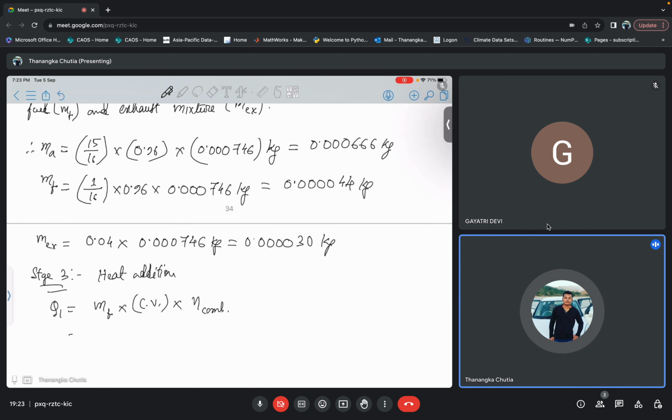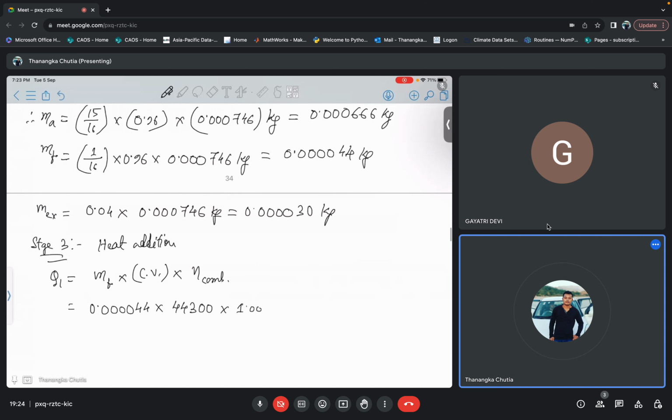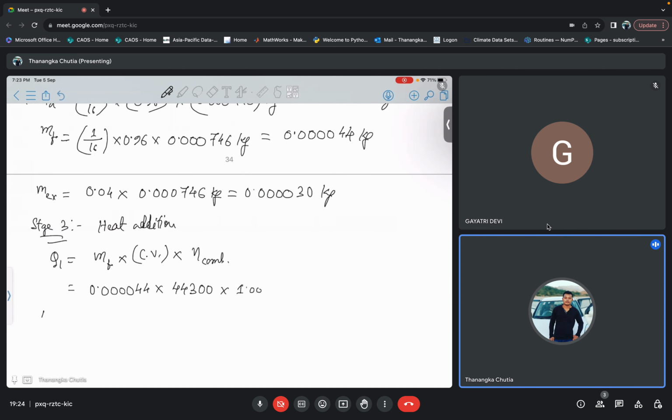So Q1 will be equal to mass of the fuel we have already calculated, that is 0.000044. Calorific value of the fuel is given to us as 44,300 kilojoule per kg, and the combustion efficiency is given as 100%, so 1.00 will be the multiplication factor. So this is one way by which we can calculate the heat input. Now this Q1 will also be equal to the mass of the mixture times, since this is an SI engine, so heat addition takes place at constant volume, CV times T3 minus T2.